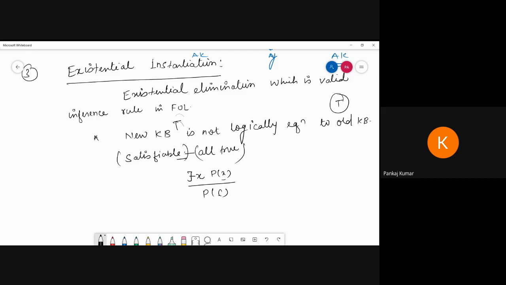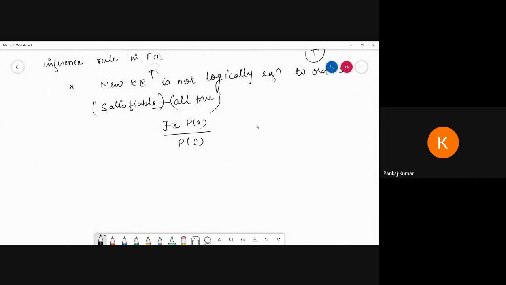So C is true. Okay, so this is the meaning. Now see one example: king and crown. These are the famous examples. There is some x, and that is represented as a crown.